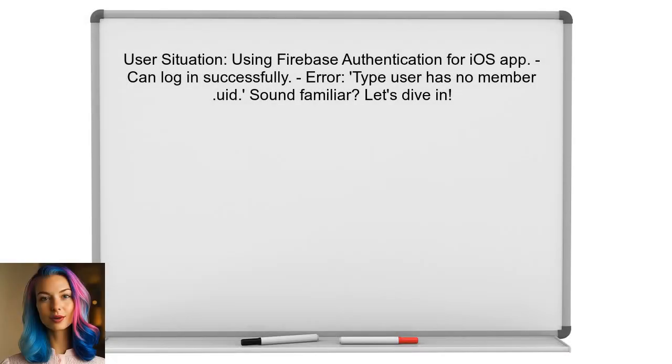Here's the situation. A user reached out saying they are using Firebase Authentication to manage users in their iOS app. They can log in successfully, but when they try to write user data to the database, they encounter an error saying, "Type user has no member .uid." Sound familiar? Let's dive into this.